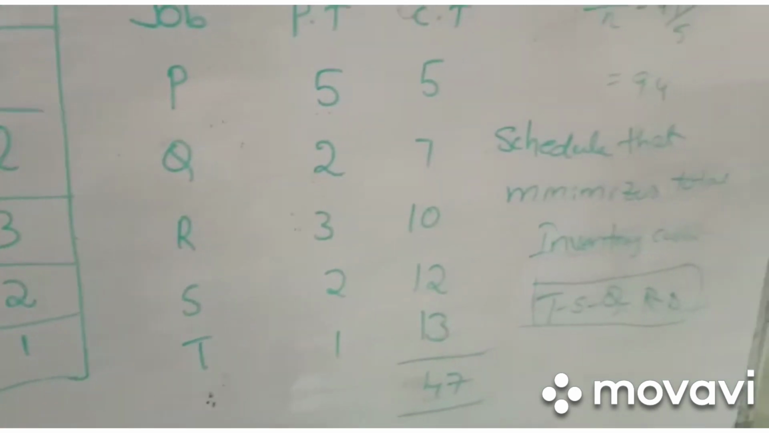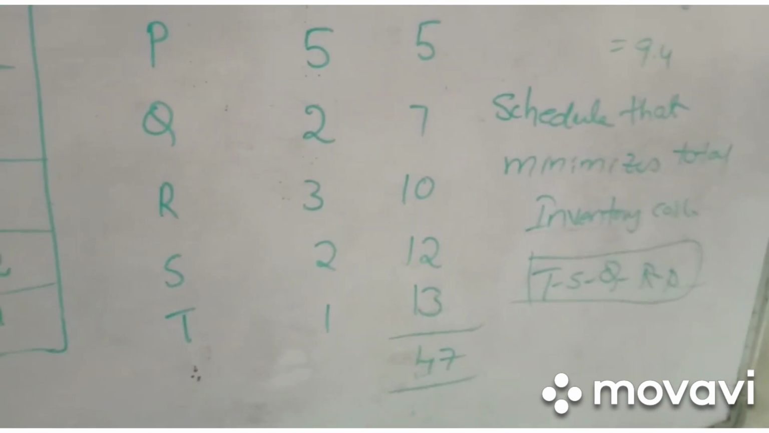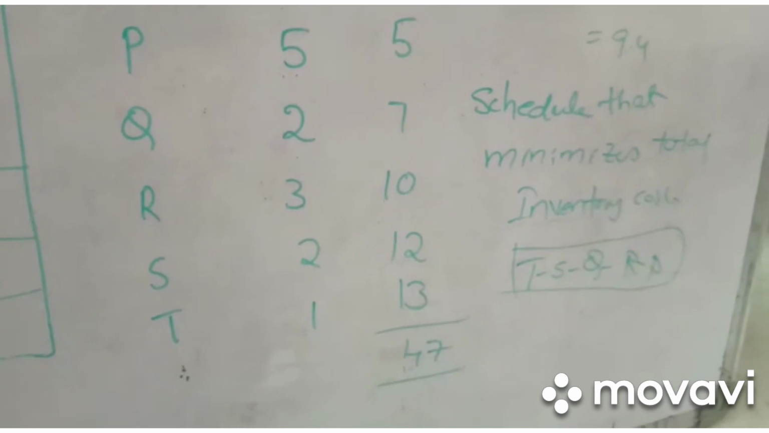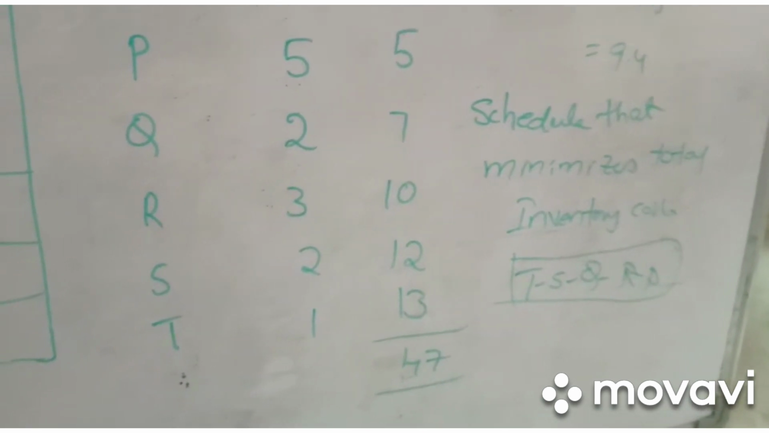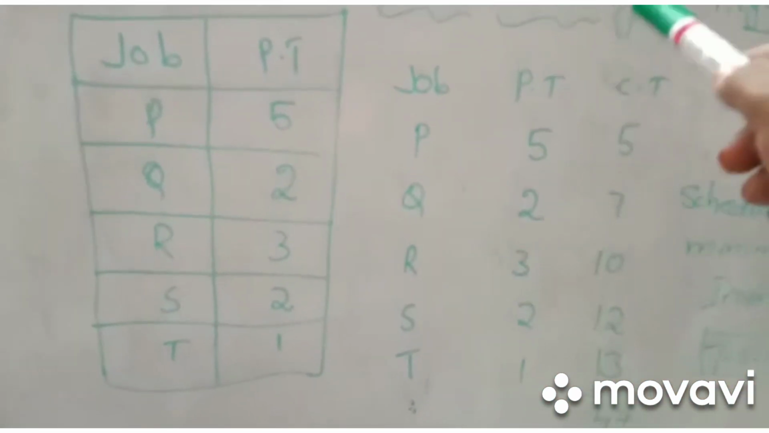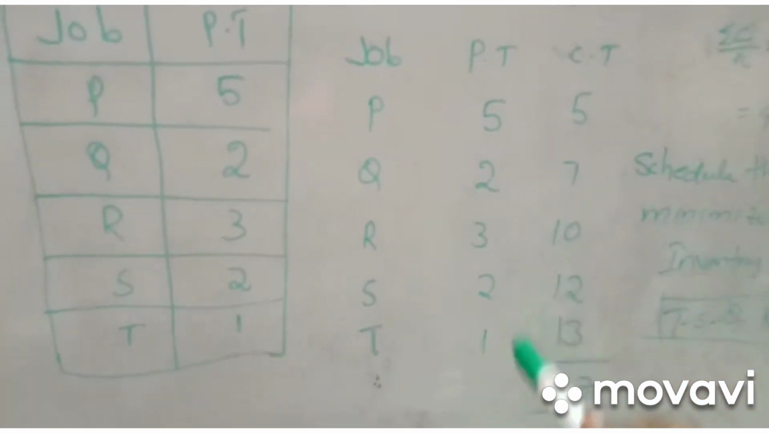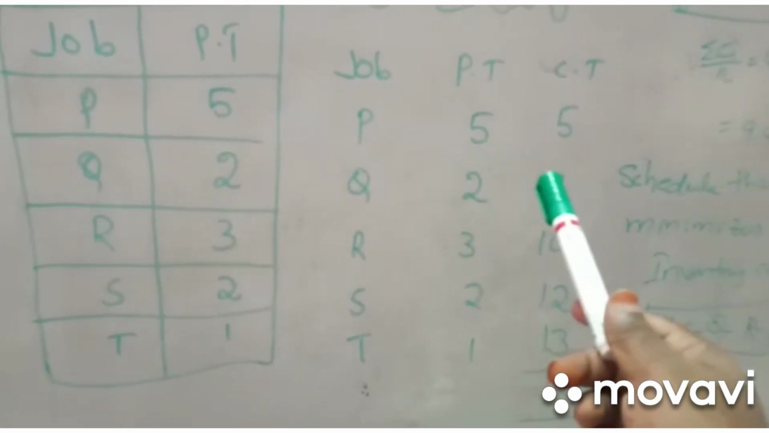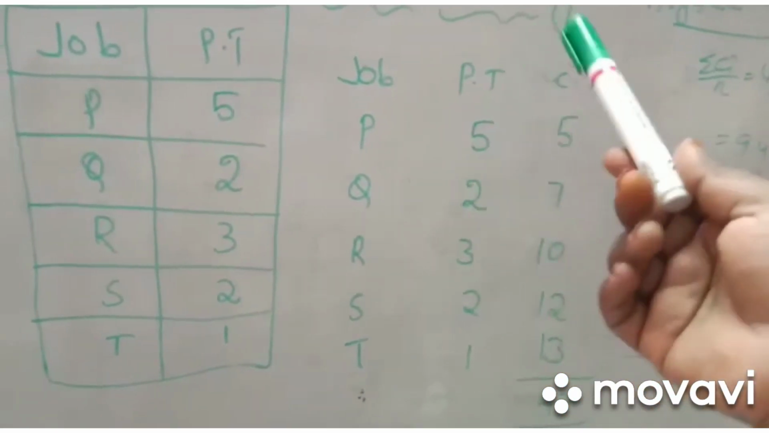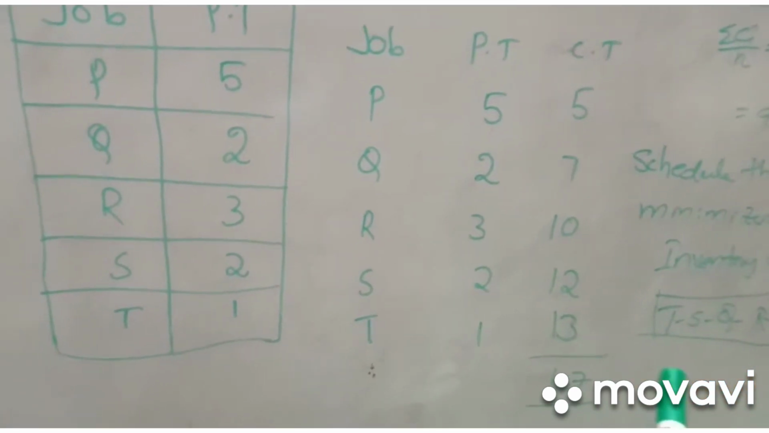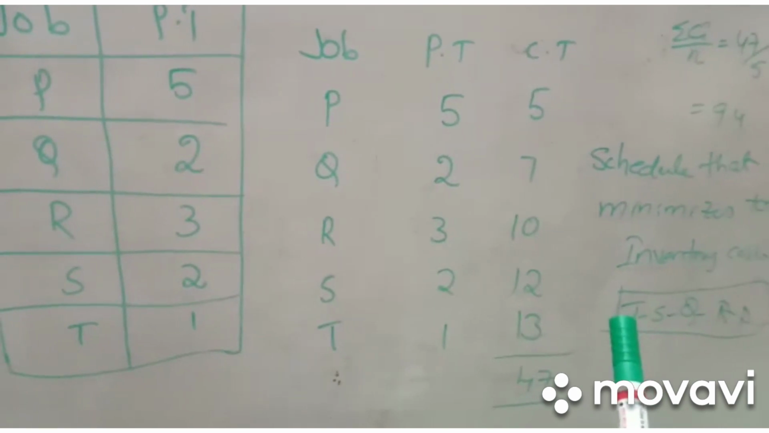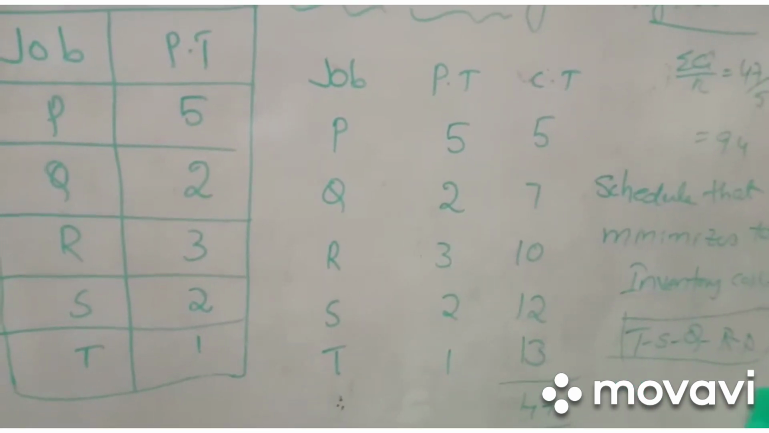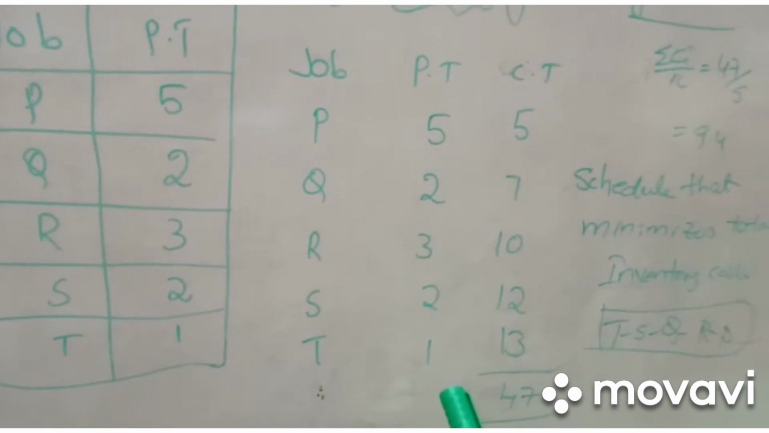Okay. Next, another question you may be asked in this type of problem is the schedule that minimizes the total inventory cost. That simply means, given the job and the processing time, the lowest processing time is selected first. In this case, what is the lowest processing time? Job T has the lowest processing time. Second is S, then Q, then R, and finally P is the last one. That means you have to go in ascending order, 1, 2, 3, 5, so that you have the sequence T, S, Q, R, P.